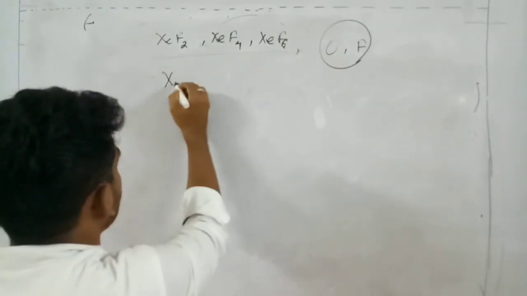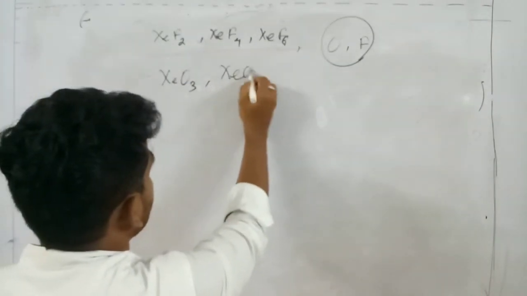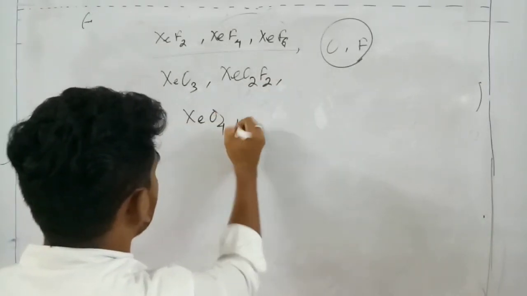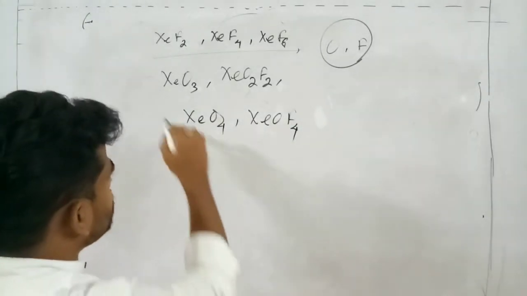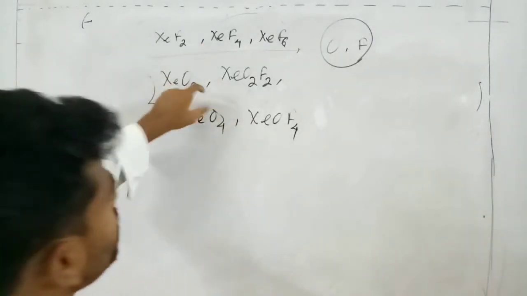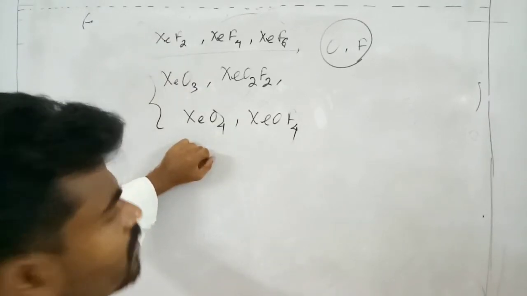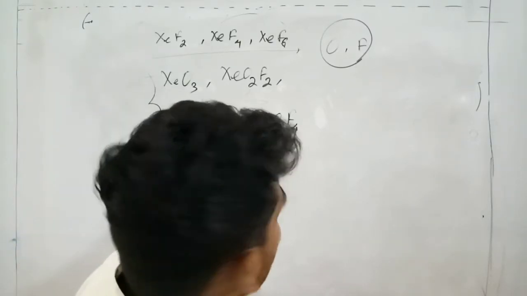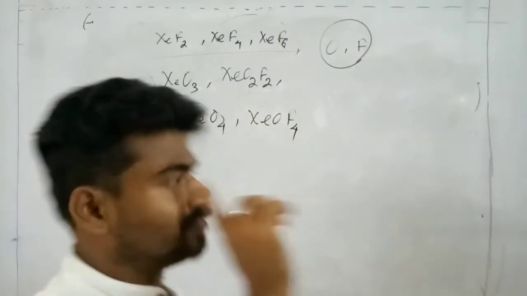oxygen, it may also form xenon trioxide, XeO2F2, okay, XeO4, XeOF4, like this oxygenated compounds also form. So due to such special tendency of forming compounds with fluorine and oxygen, group 18 elements are known as noble elements, or we can say noble gases.